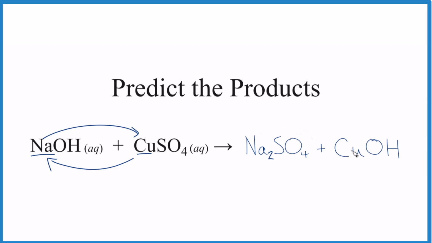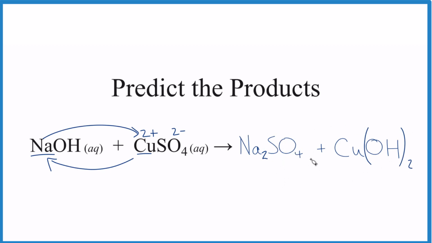For the copper, that's a transition metal, a little more difficult. We need to look here. Sulfate, we said, is 2 minus, so the copper's got to be 2 plus. And if that's 2 plus, you should memorize the hydroxide's 1 minus. So we're going to need 2 of these. So we'd have Cu(OH)2. Again, there's links at the end of the video on how to figure those charges out.